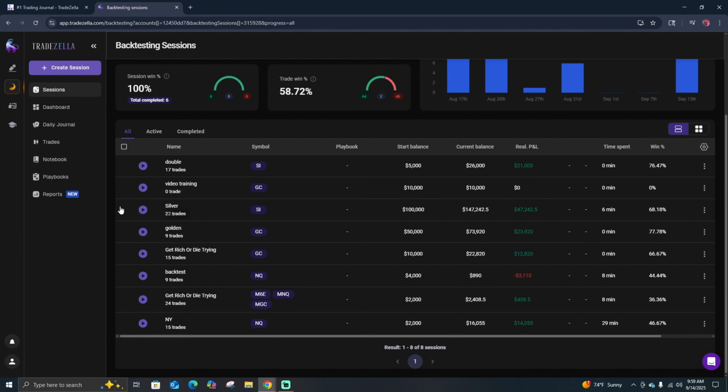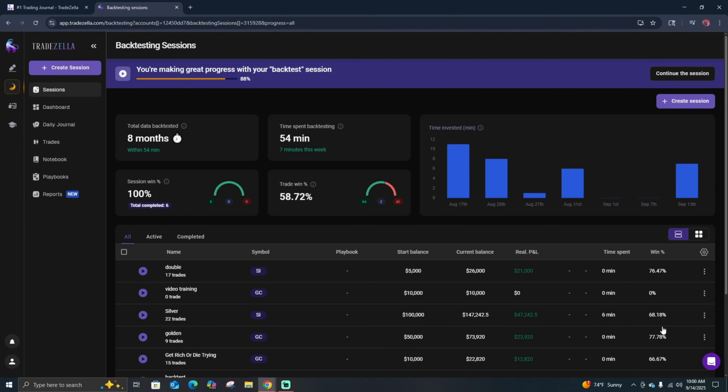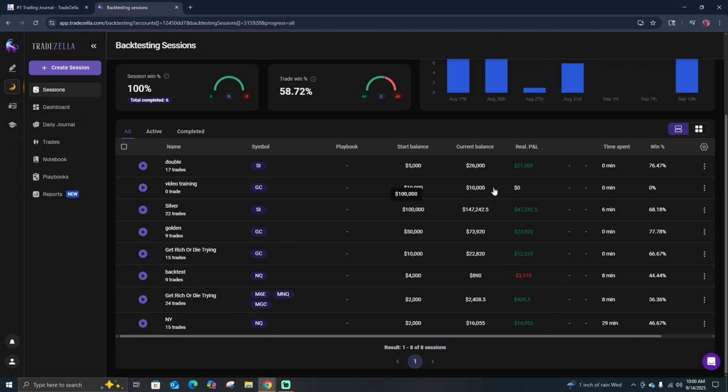With gold and silver, it holds. It respects supply and demand way more than Nas. So this is why I had a 46% win rate on Nas. But as you see on gold and silver, my win rates are much higher, right? I had a 100K account on silver, 22 trades, 47,000 for the month. I'm not sure how many months I did that, but yeah, 47,000 for the month.